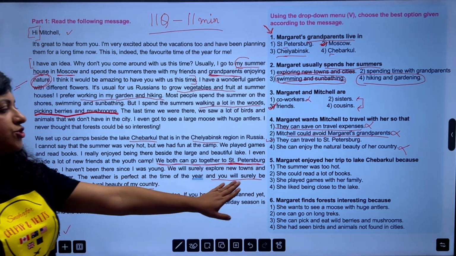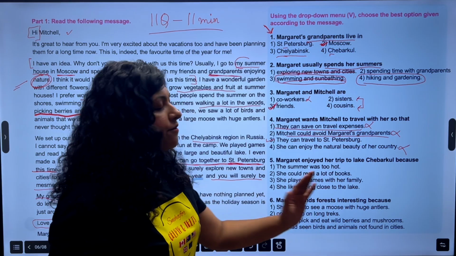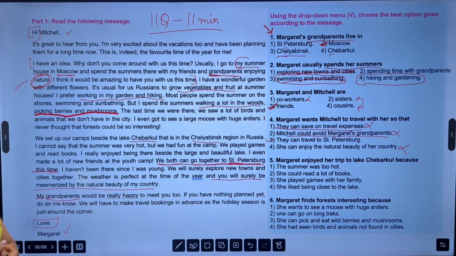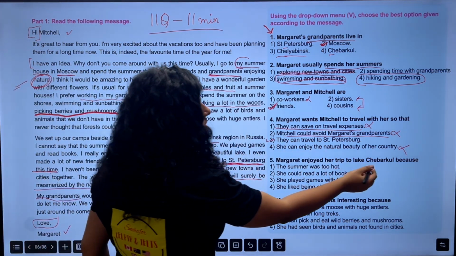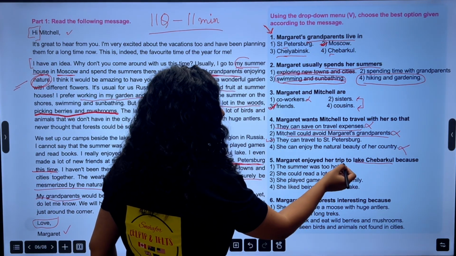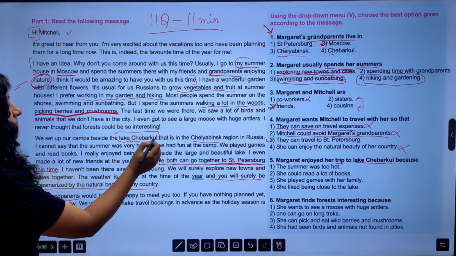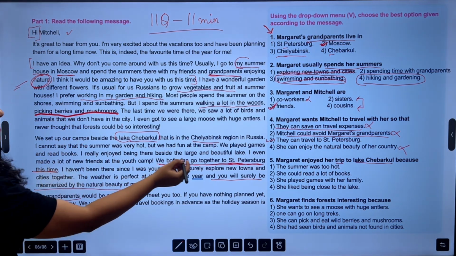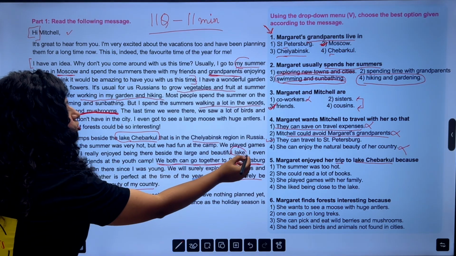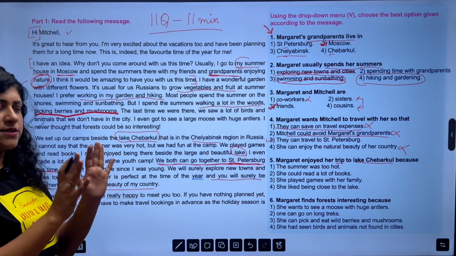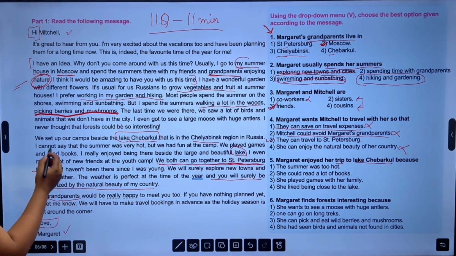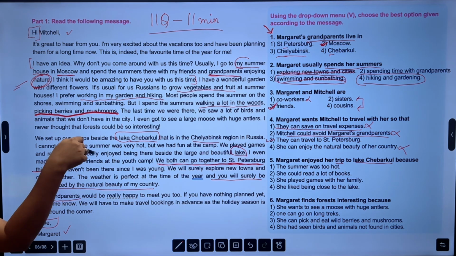Now let's come to question number 5. Margaret enjoyed her trip to Lake Chabacal because. What is the reason why Margaret enjoyed her trip? So again, look for the keywords. Lake Chabacal trip. So this is mentioned over here, right? And this lake has been again mentioned over here. So my answer is going to be somewhere here. So I read in depth now.